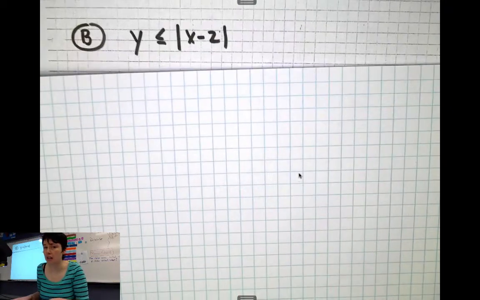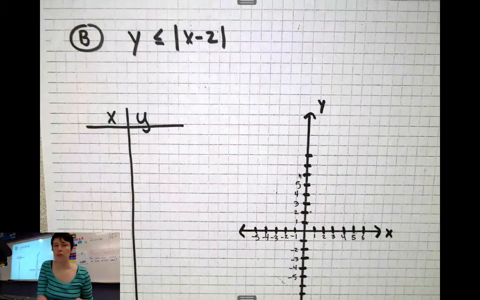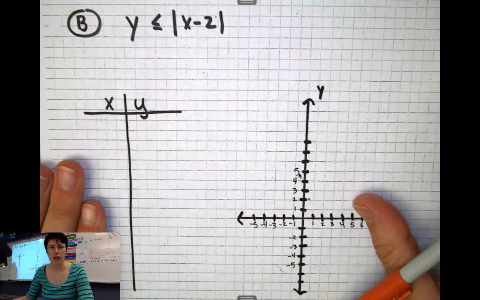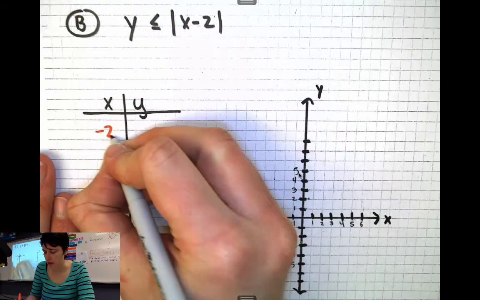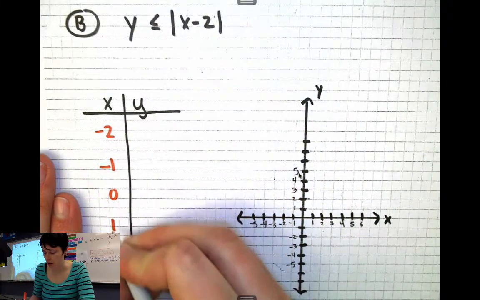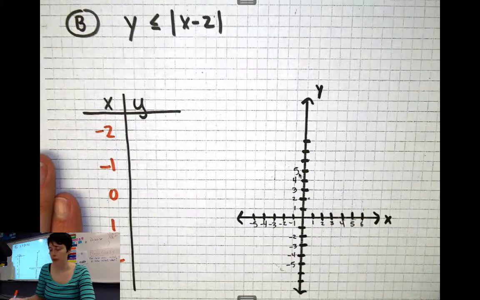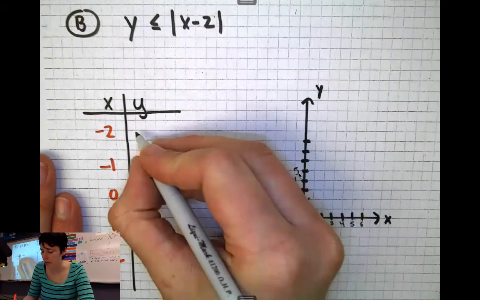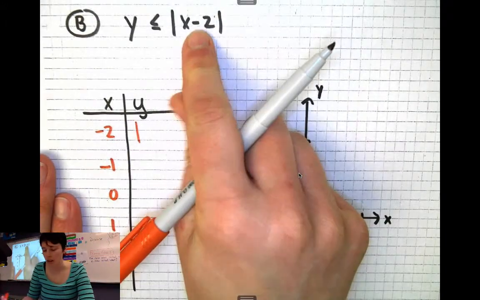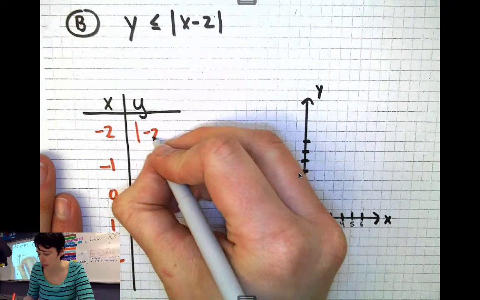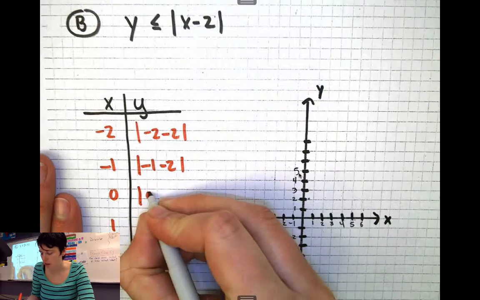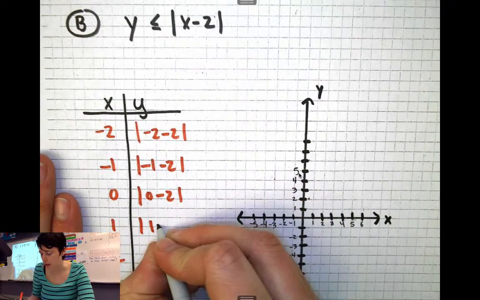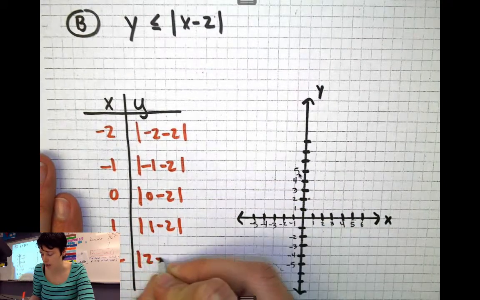Okay, so I'm hoping you're unpausing the video now, and you're ready to check your answer and see if you did it correctly. And hopefully you made a table. And again, I always start with these numbers, -2 to +2. I'm going to insert them into this absolute value of x minus 2. So for -2, it'd be -2 minus 2, -1 minus 2, 0 minus 2, 1 minus 2, 2 minus 2.